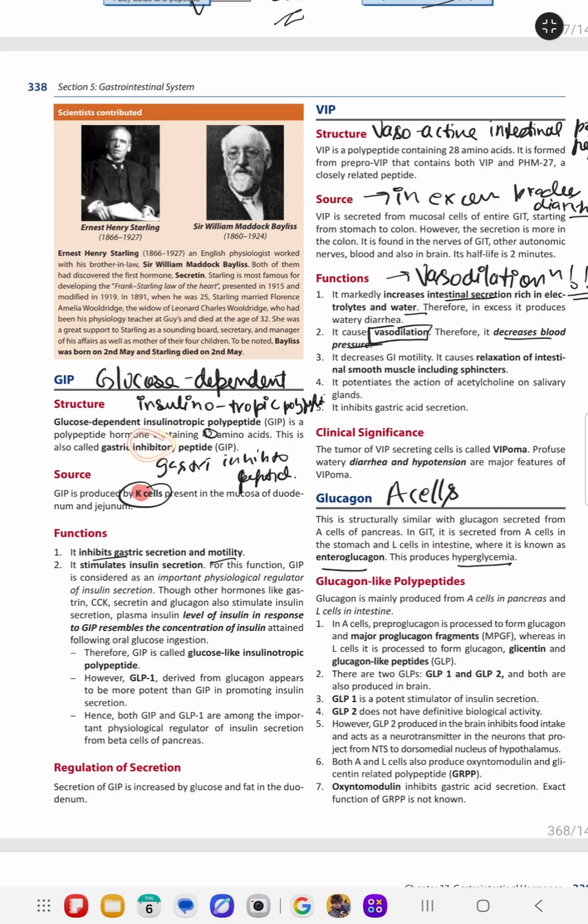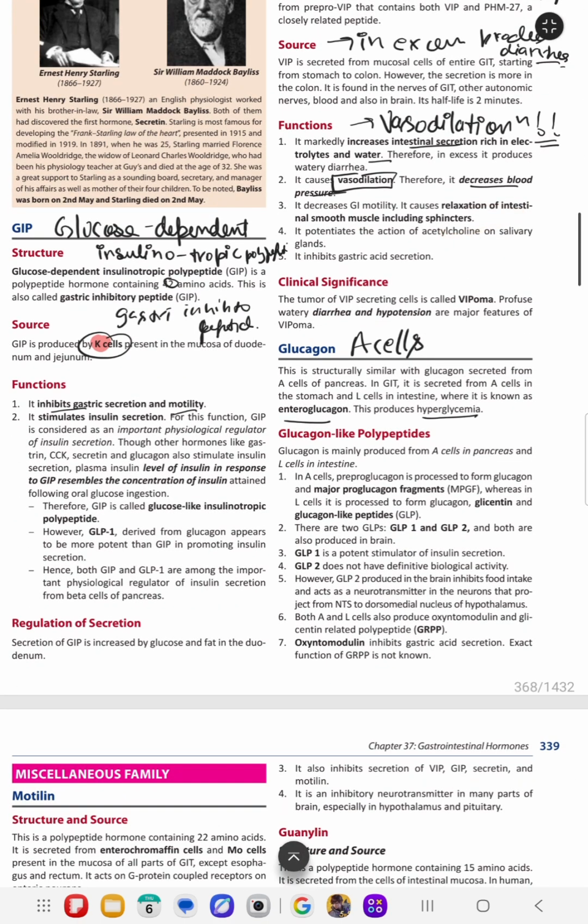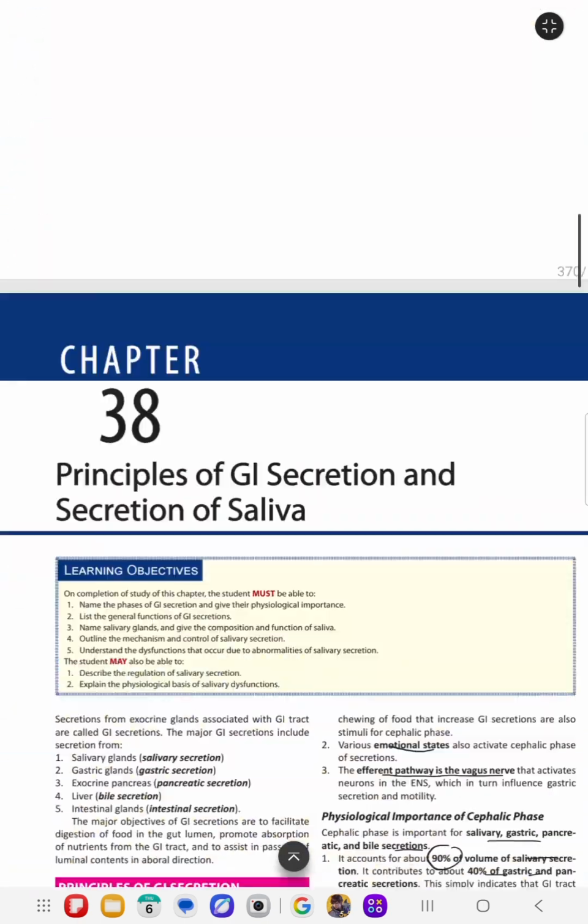And remember, gastric inhibitory peptide inhibits gastric secretion and motility. Then VIP is vasoactive intestinal peptide, secreted from the mucosal cells of the GI tract. It causes vasodilation, decreases blood pressure, and causes relaxation. Glucagon is from the alpha cell.